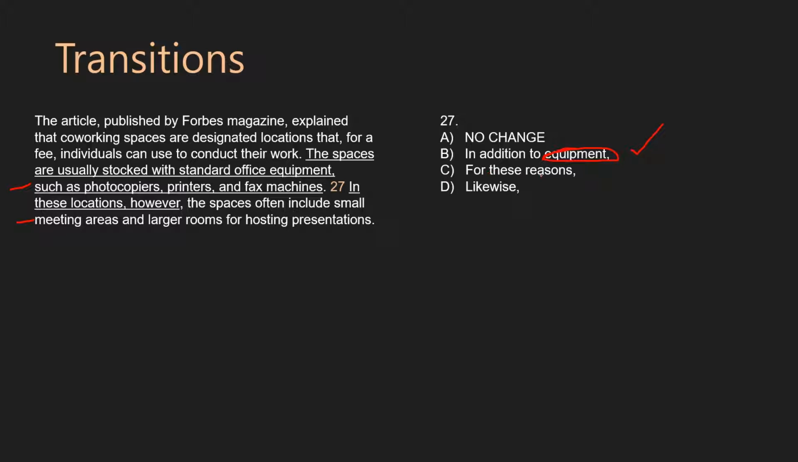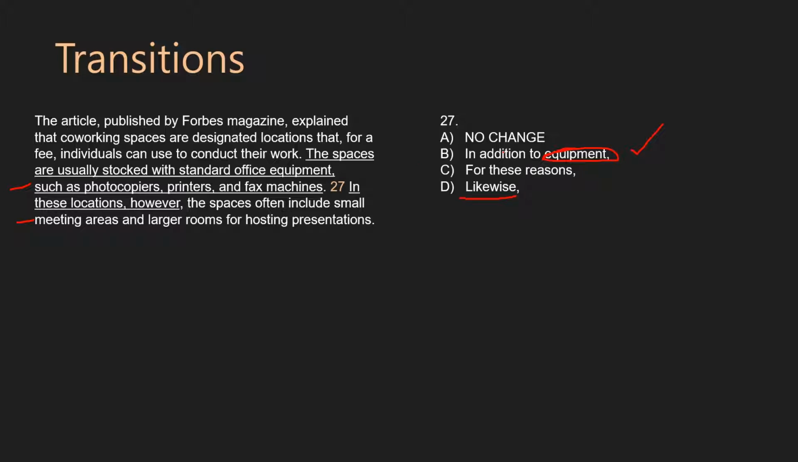C says for these reasons, but that doesn't make sense. It's not because there's equipment, there's rooms. And it's not similarly or likewise, because what's similar about them? Like the way they have equipment is similar to the way they have rooms? I mean, if you really stretch your head, you could say, oh yeah, it's kind of a contrast because before it was equipment, now it's rooms. It's kind of similar because they're both things that are in the spaces. Maybe you need space for this equipment. All those answer choices are kind of, oh, maybe.